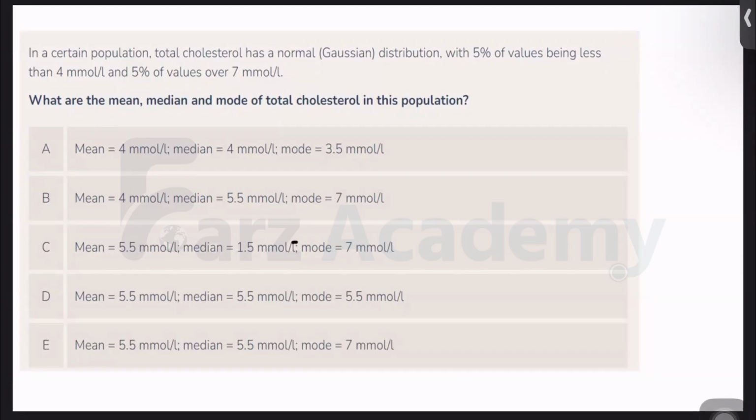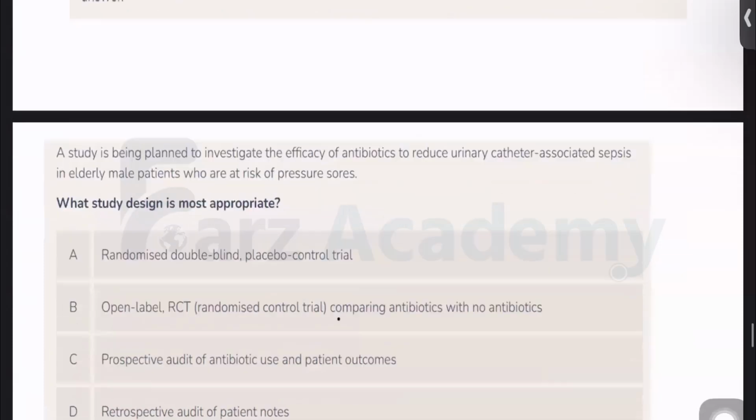Normal Gaussian distribution. You don't have to take a pen and paper in this. What is important for normal Gaussian distribution? Mean, median, mode. What is the relation? Equal. So what is the answer? D. D. Very good. Next.